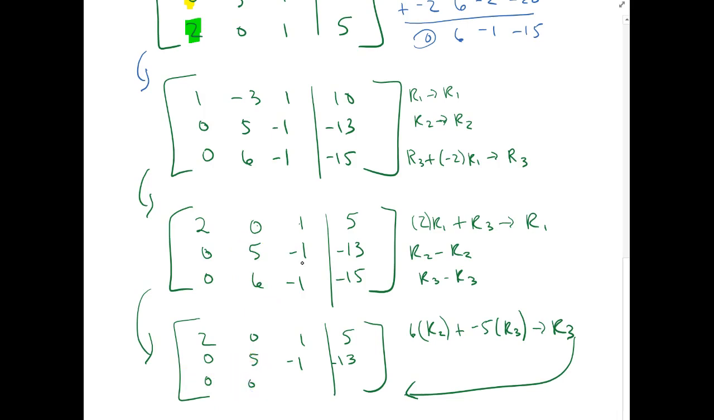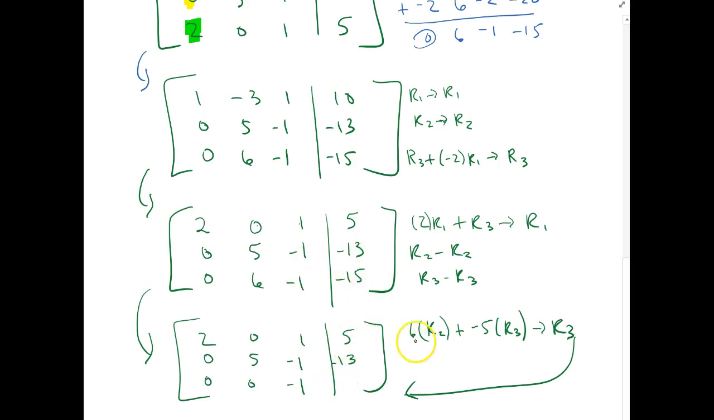Here I'm doing 6 times that, so -6 plus +5. -6 plus +5 is a -1. I think I did that right. Let's double check my math. 6 times that is -6 plus a +5. Yeah. Okay, and then I need to do the same thing here.